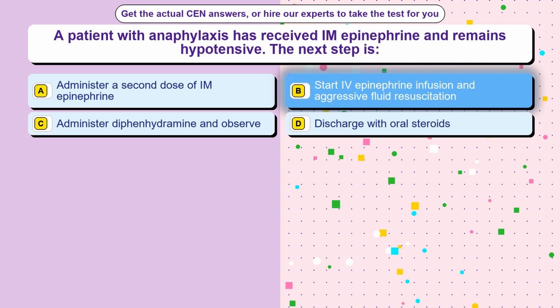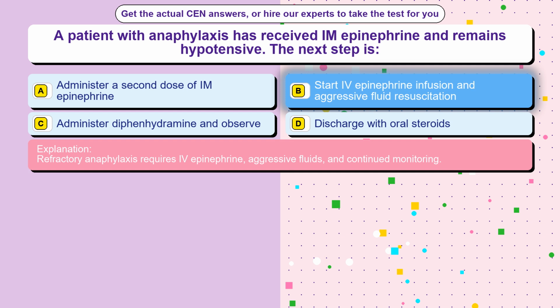The correct answer is option B, start IV epinephrine infusion and aggressive fluid resuscitation. Refractory anaphylaxis requires IV epinephrine, aggressive fluids, and continued monitoring.